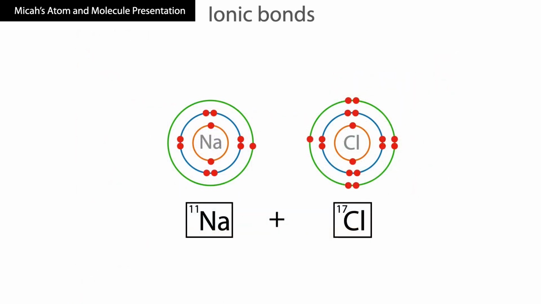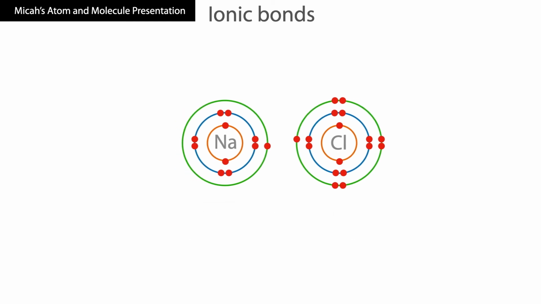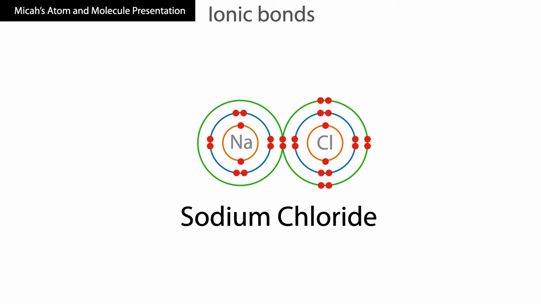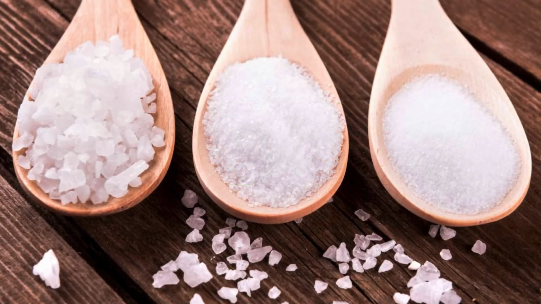Here's another one. Sodium has one extra electron in its outer shell, and chlorine is missing one electron. They combine to make sodium chloride. Who knows what sodium chloride is? I do. Table salt. Yeah, right.